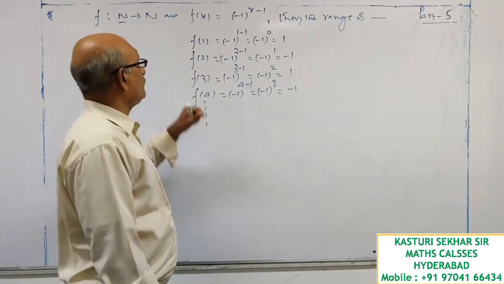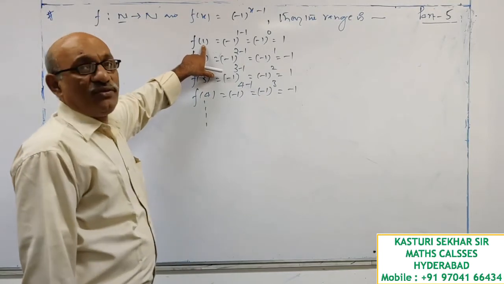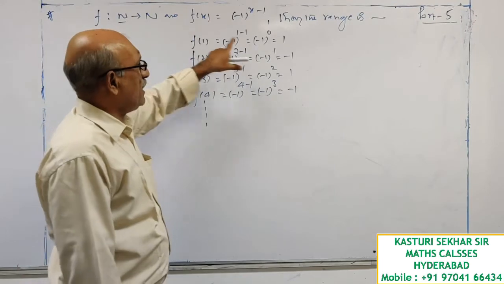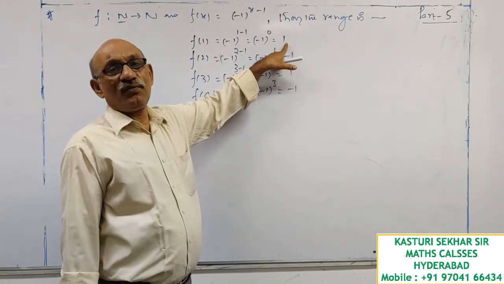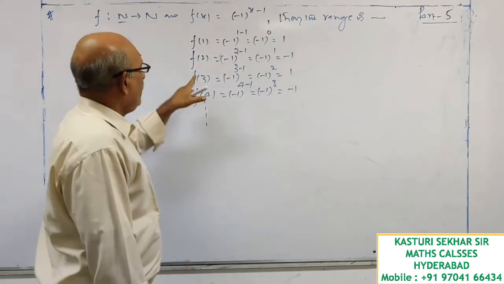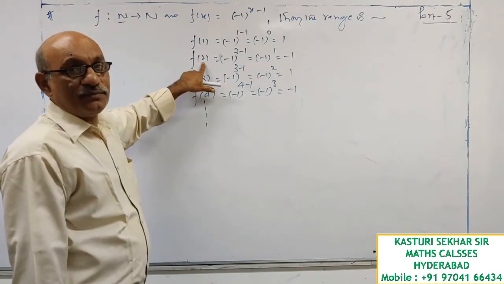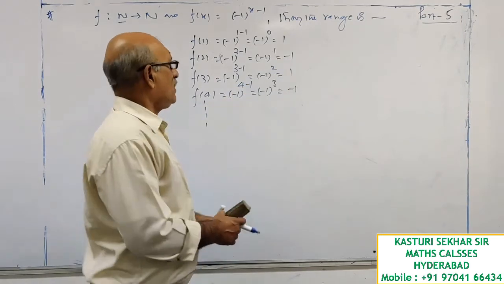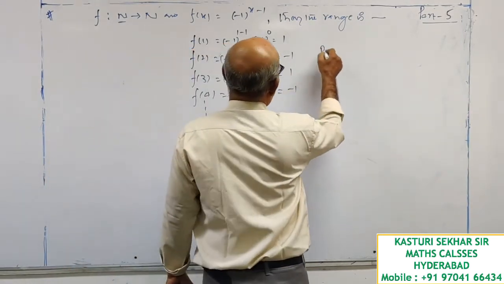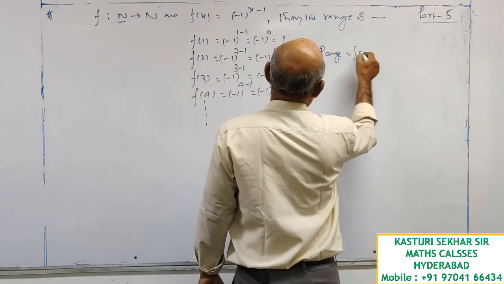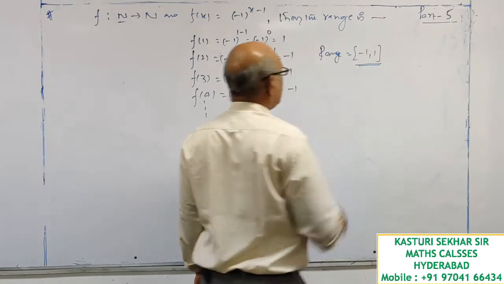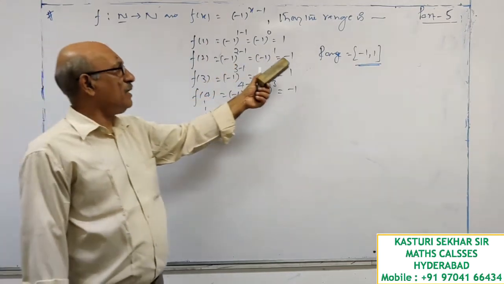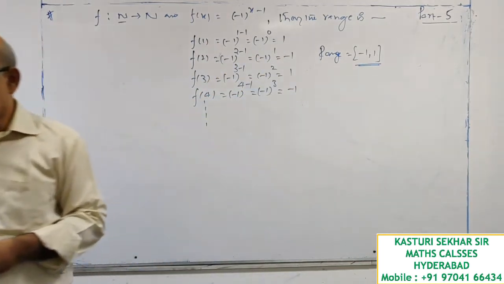Look at this, sir. When your input is an odd number, your output is equal to plus 1. When your input is an even number, your output is minus 1. Therefore, range is equal to minus 1 to plus 1. It is going from minus 1 to plus 1.